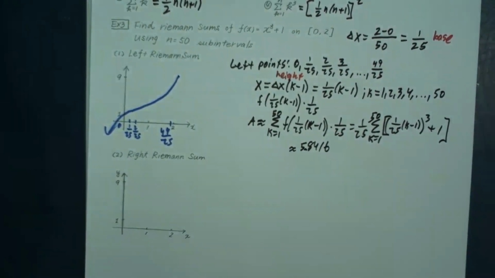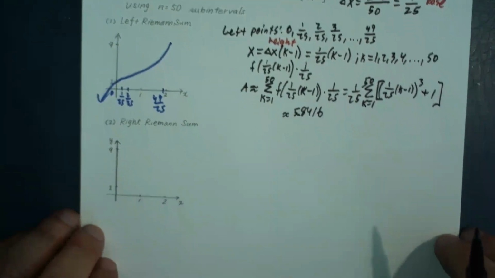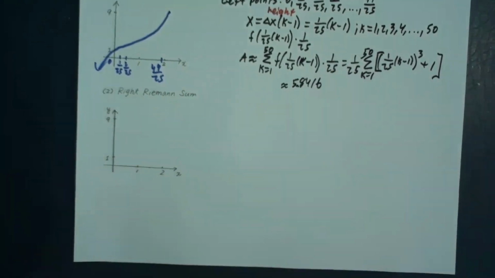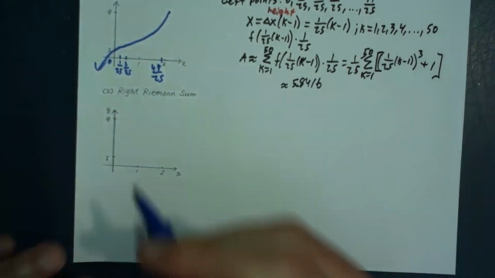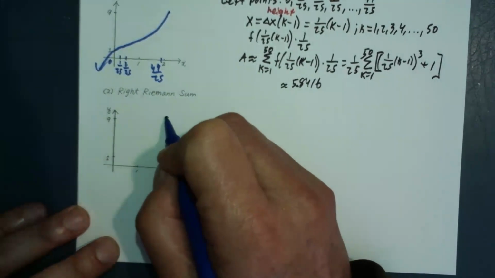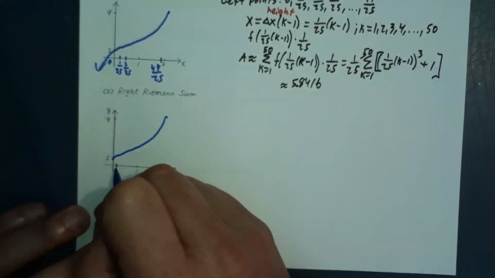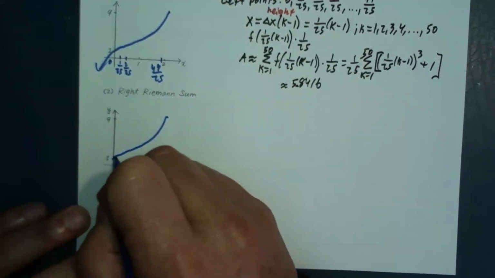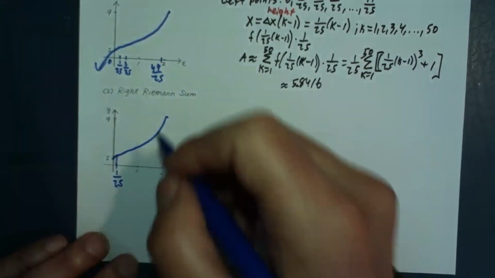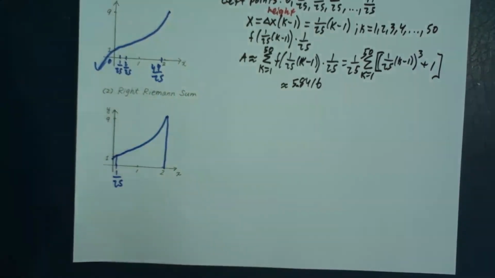Now, that may seem insane to you, and I'm not going to do that to you again, but I just wanted to show you the level of detail that is involved with this. So let's do the right Riemann sum for this one. And once again, we're going to have our same graph. In this case, we're going to start at 1/25 and we're going to end at 2. So we're just slightly different from what we had above.